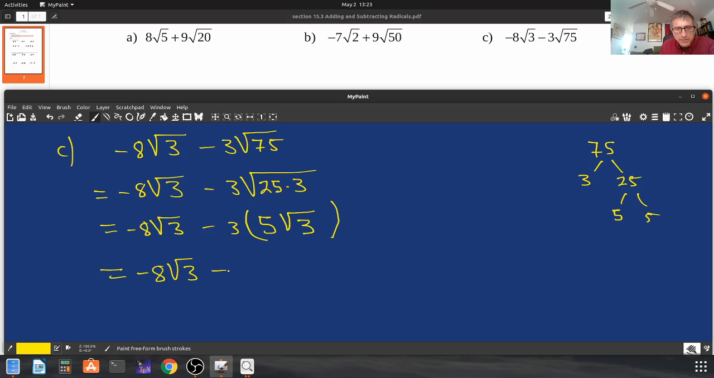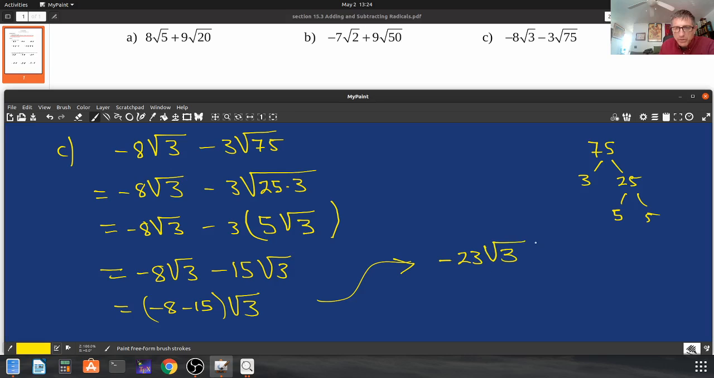Minus 3 times 5 is 15. So this is the same as minus 8 times minus 15, really just using the reverse property of distribution. So my answer becomes, if I have minus 8 of something and then I take away 15 more, I have minus 23 of that something times the square root of 3.